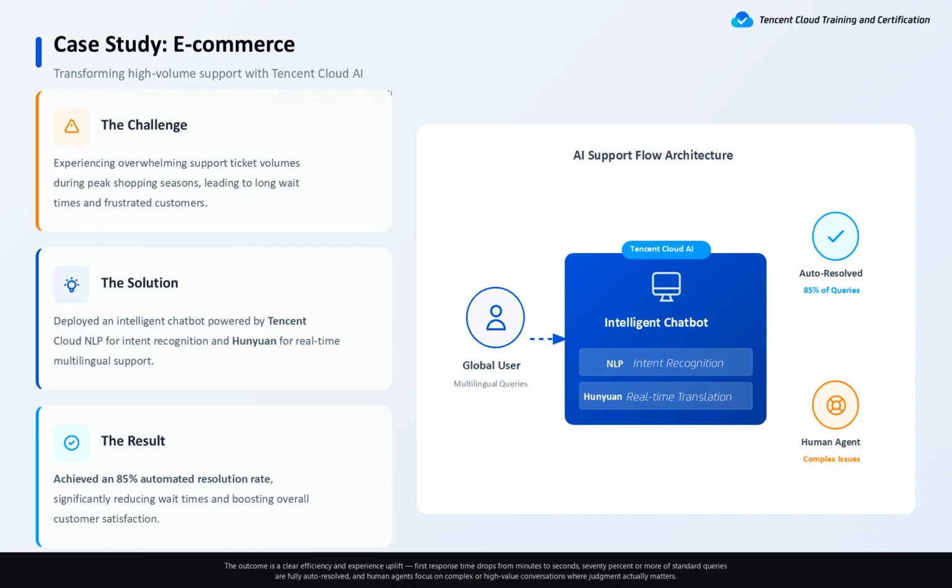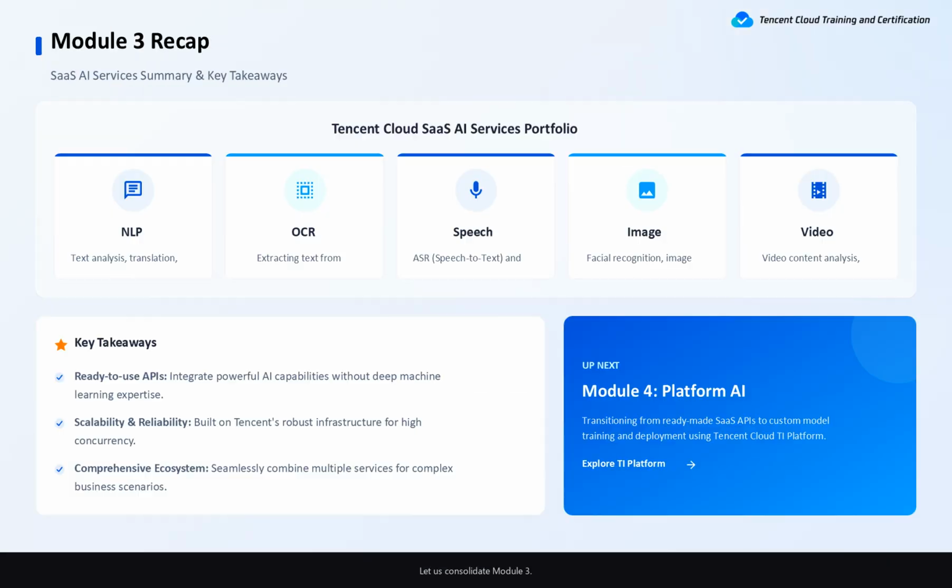70% or more of standard queries are fully auto-resolved, and human agents focus on complex or high-value conversations where judgment actually matters. The pattern here, RAG on enterprise data plus a clean escalation path, is the blueprint for almost every customer-facing LLM deployment. Let us consolidate Module 3.